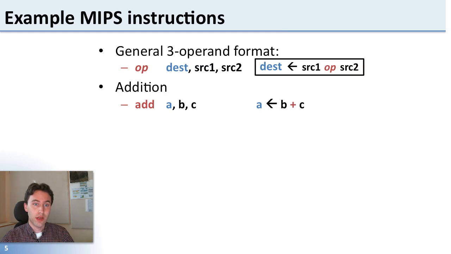So here's addition. Addition is simple. Add A, B, C. What is this going to do? It's going to store the results of adding B and C, the 2 source registers, into A, which is the destination register.